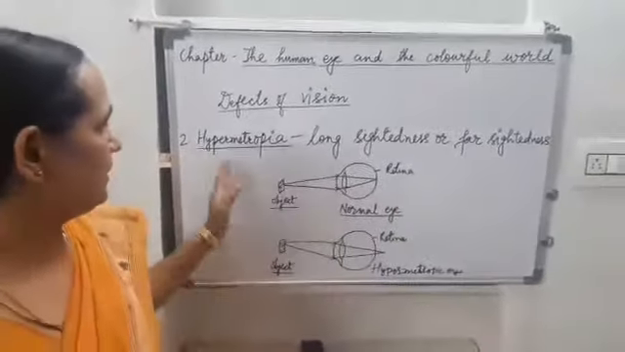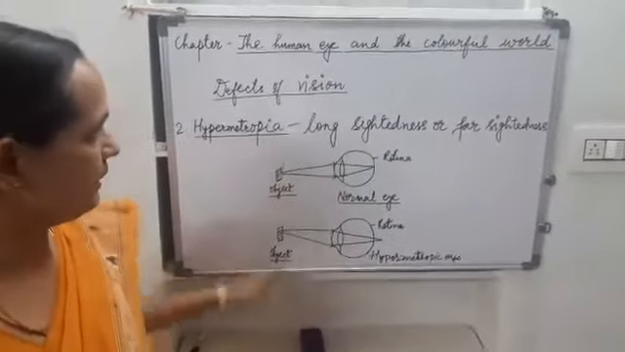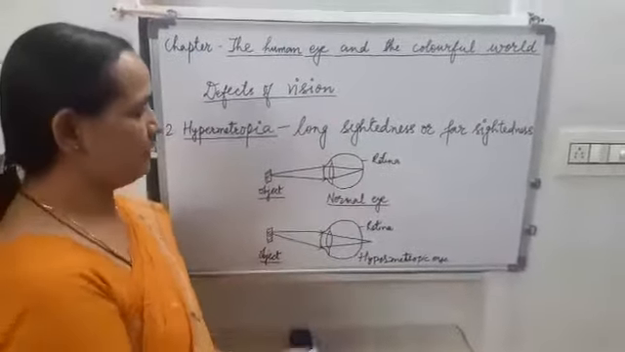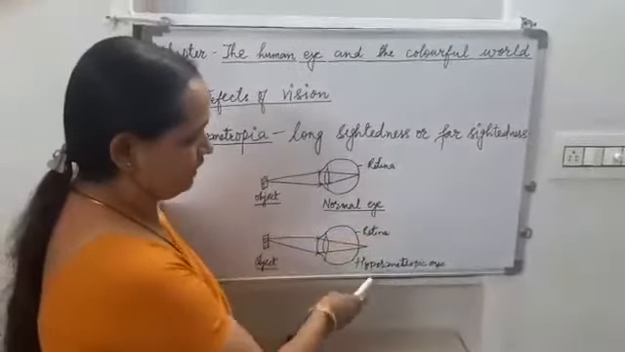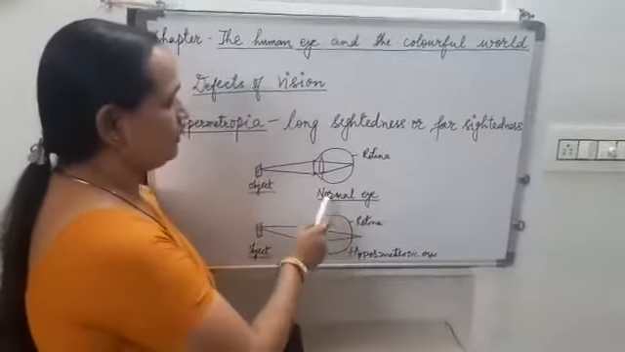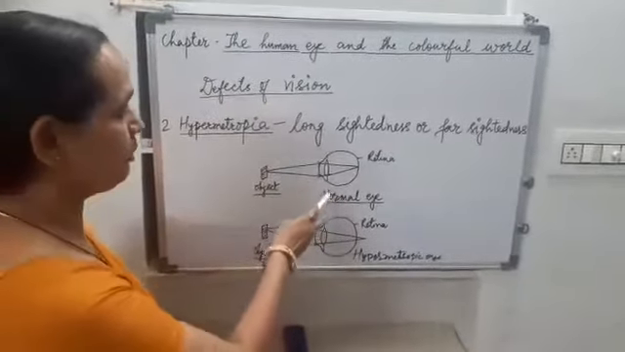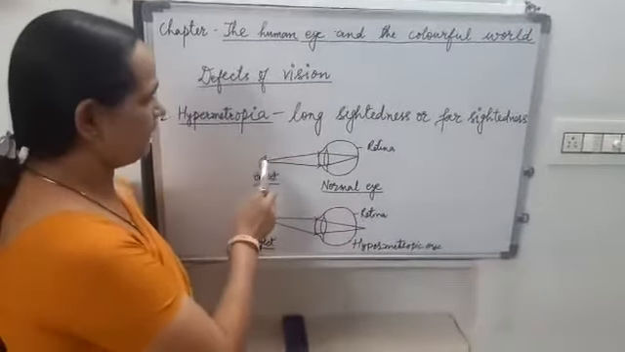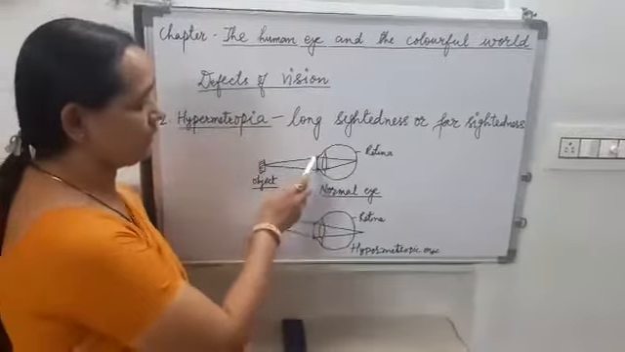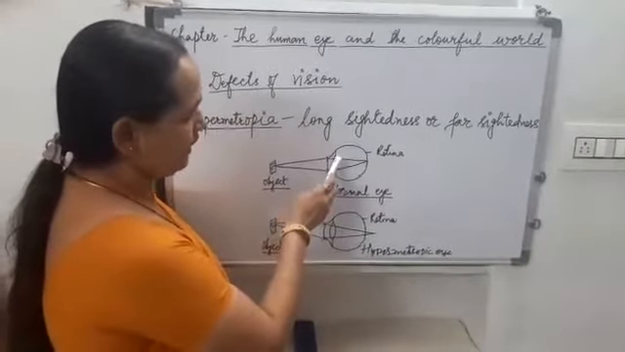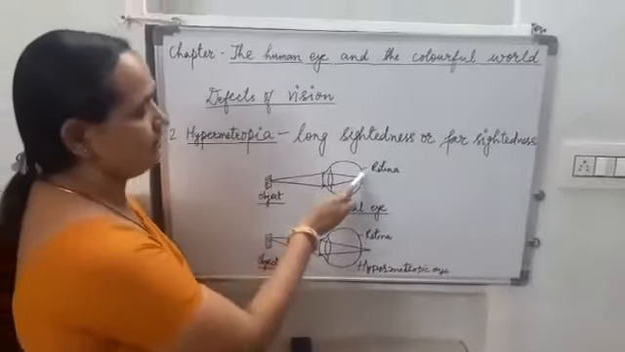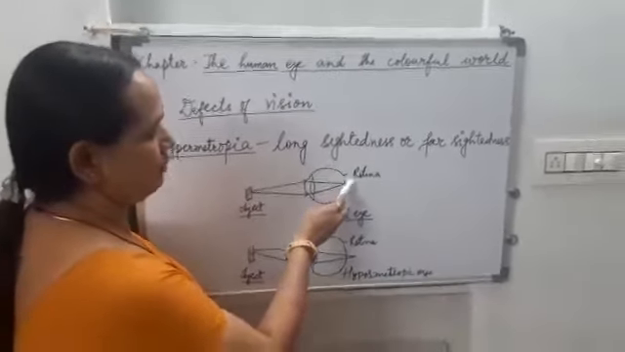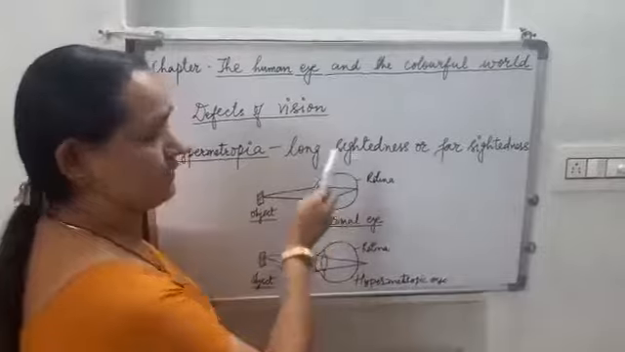So children, to understand this hypermetropia, let us see the diagrams here. Here I have drawn a diagram of a normal eye and of a hypermetropic eye. So what happens here in a normal eye? The incident light rays from an object fall on the cornea, and after converging through this eye lens, they form an image here on the retina.